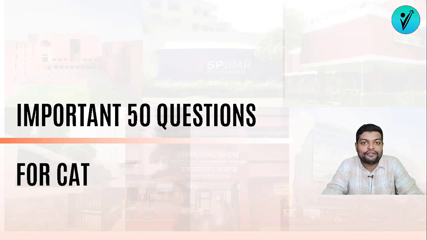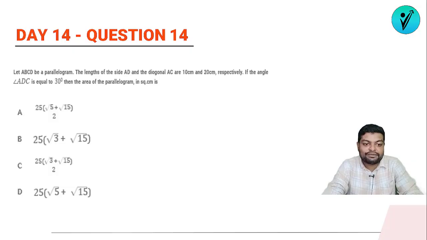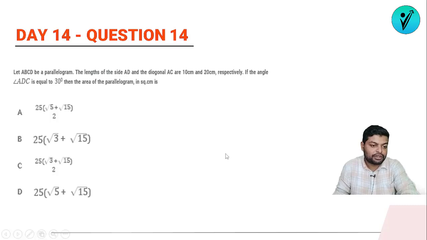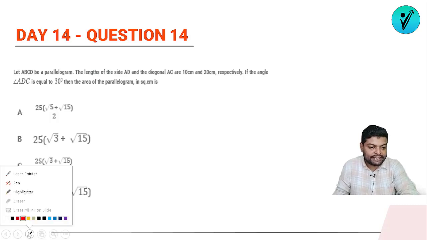We are into a very important series where we have taken the most important 50 questions, which you are very likely to see on your actual paper. All right, let's start with today's question. Today is day 14 and we have the 14th question. This question is from the chapters of mensuration and geometry, we can say. Let's see what this question is.